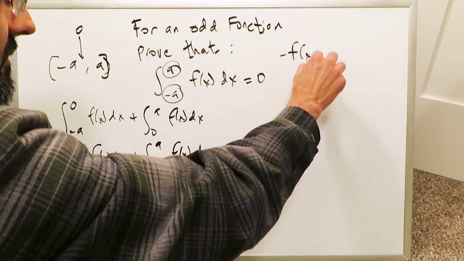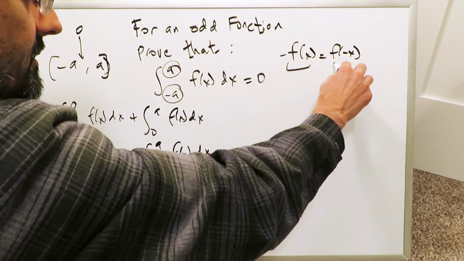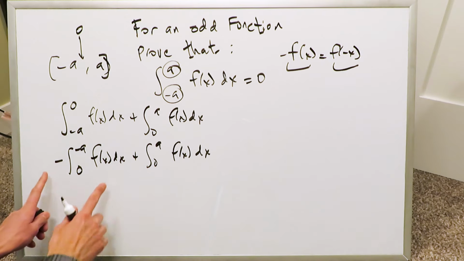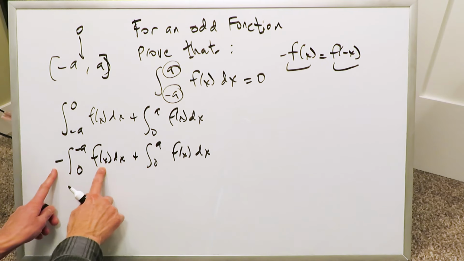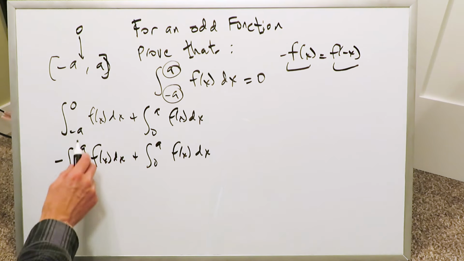We know that minus f of x is equal to f of minus x. Think about it. This is equal to that in terms of an odd function, which is symmetric about the origin. I have something here which looks like a minus f of x right here, and I can convert it into that without affecting the intervals in any way.